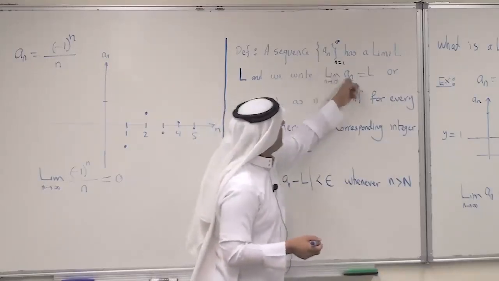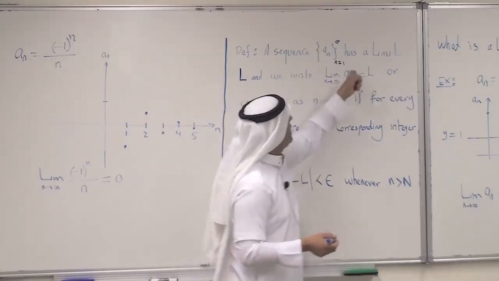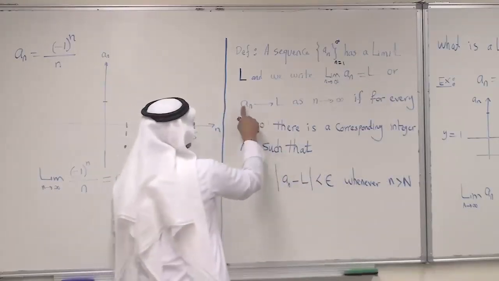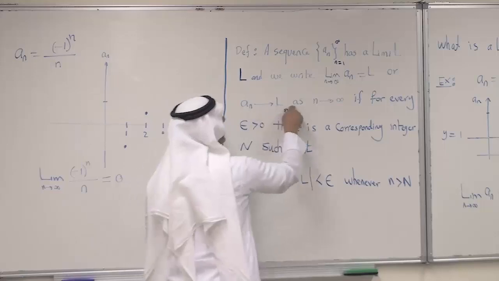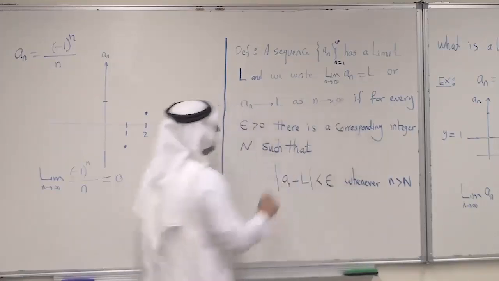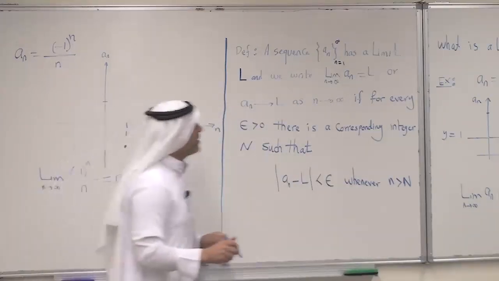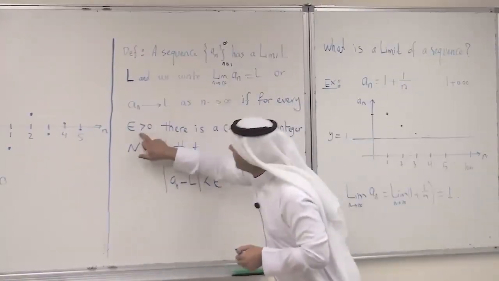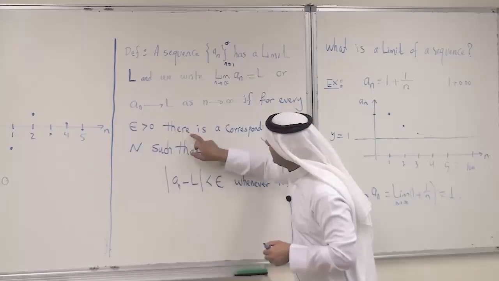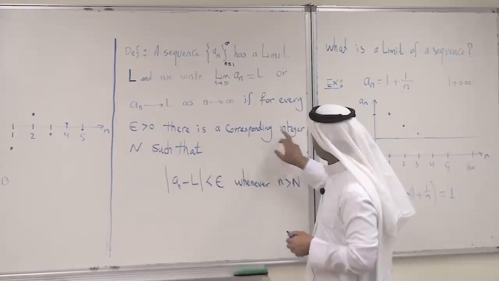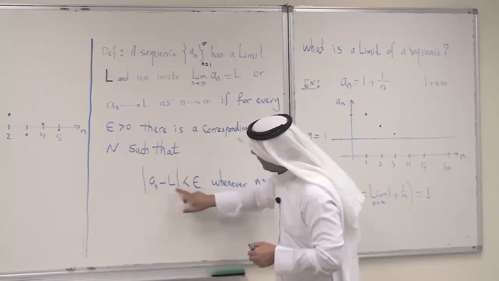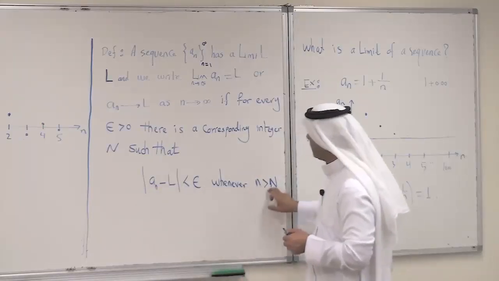So we say the limit of a_n as n goes to infinity equals L, or sometimes we just write a_n goes to L as n goes to what? Infinity. Now let's look here carefully. It says if for every epsilon greater than 0, there is a corresponding integer N such that |a_n minus L| is less than epsilon whenever n is greater than N.